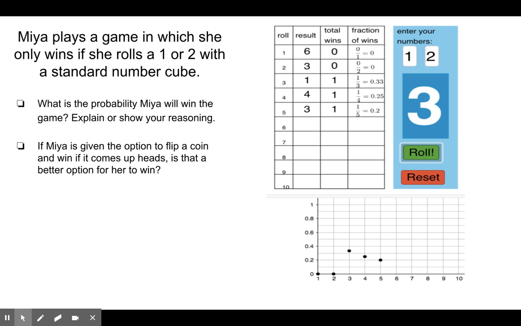of winning the game. Now, if Maya is given the option to flip a coin and win if it comes up heads, is that a better option for her to win? And we would say yes, because for a coin, there's only 2 options, either heads or tails. So there's a 50% chance. So in the first scenario, she would have a 33% chance. In the second scenario, she would have a 50% chance.